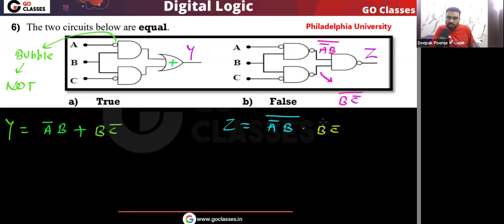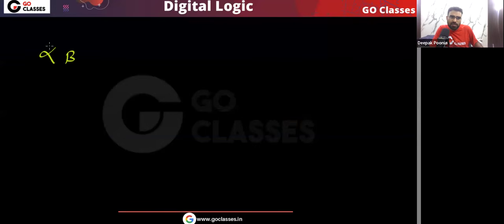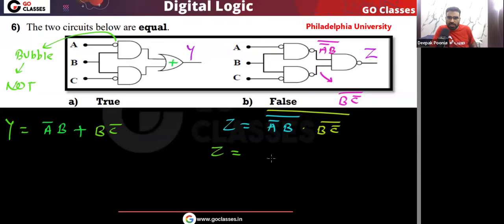So it will be (B C bar) whole bar and then whole bar. So this is the Z. Now let's simplify this Z. We can apply the De Morgan law. If you apply the De Morgan law, remember we already know that (alpha beta) whole bar is equal to alpha bar or beta bar. So you can apply that here.